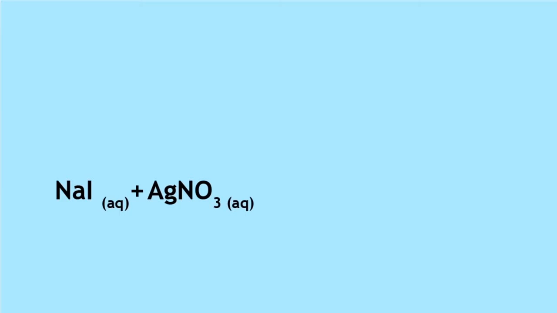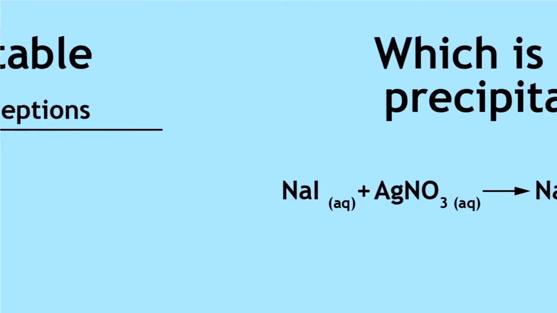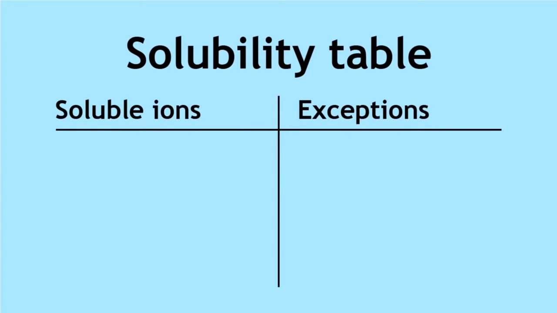Here is a big question. We know that sodium nitrate and silver iodide are formed, but how do we know which is the precipitate? To do so, we must refer to the solubility table as we have learned in a previous lesson.